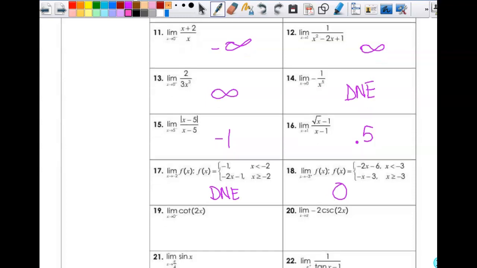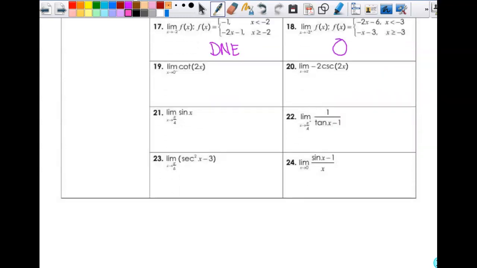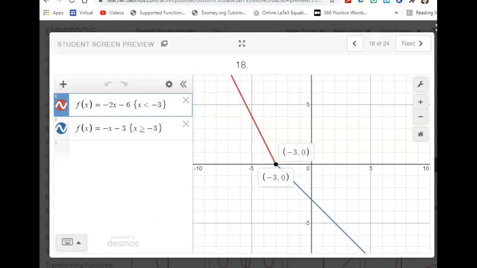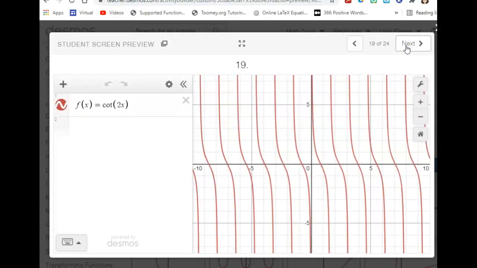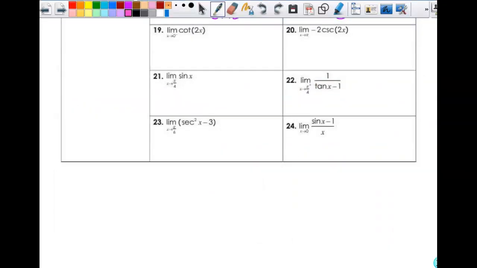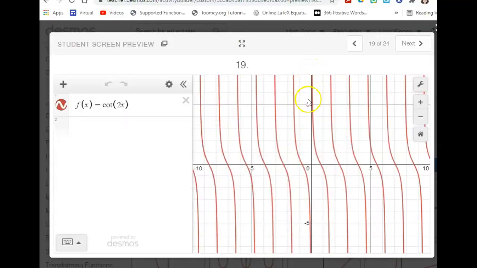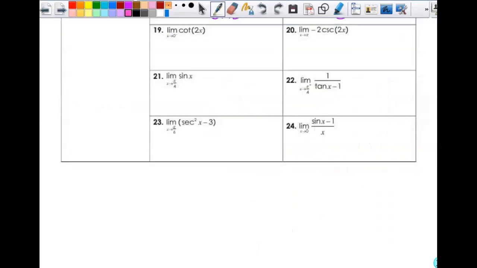Alrighty, let's look at a couple of trig ones. Starting with number 19. On 19, I want the limit as x approaches 0, and that little negative sign means from the left. So as x approaches 0 from the left, I'm going to negative infinity. As it approaches 0 overall, it would be does not exist because they're different, but we only care about the left-hand side, so our answer is negative infinity.